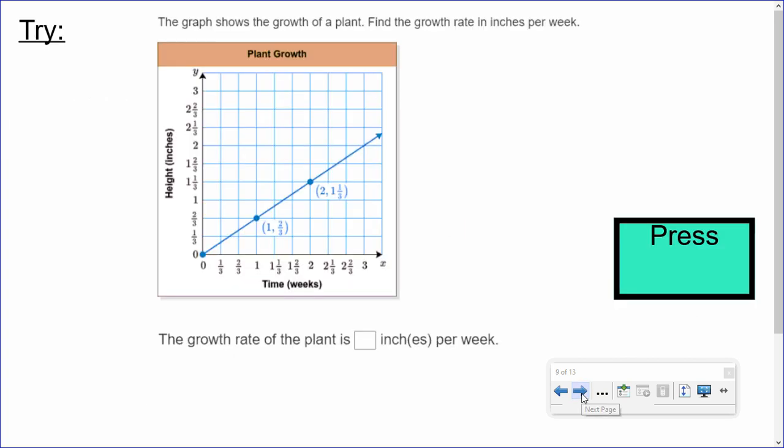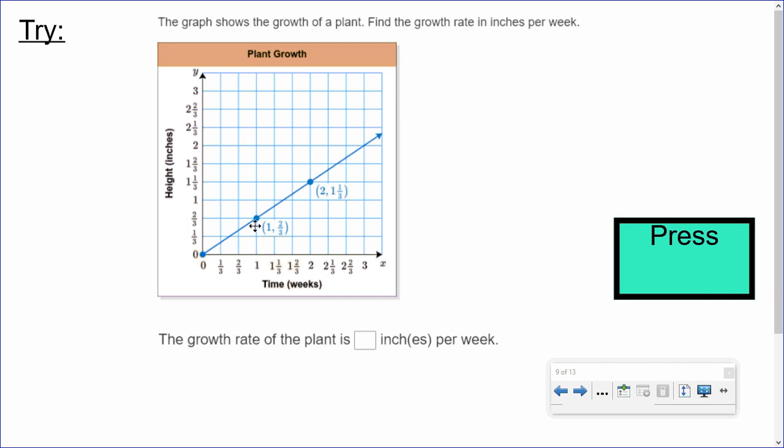Okay, so let's go to a practice problem. The graph shows the growth of a plant. Find the growth rate in inches per week. Okay, so here's our plant growth title, and on the x-axis is where we're going to find the time. That's our independent variable, and we're looking for the number one. Now I found the number one right there.